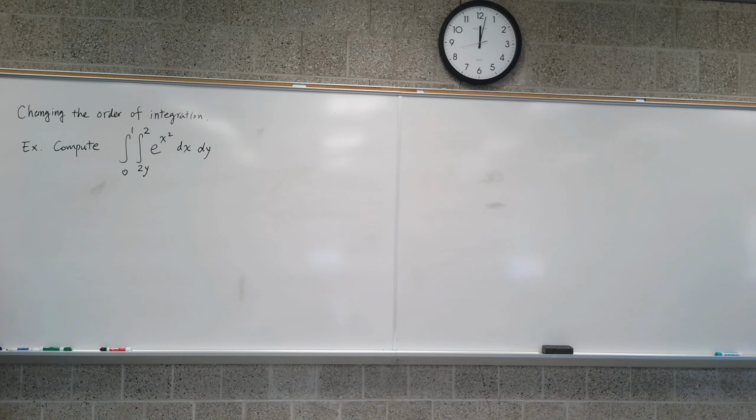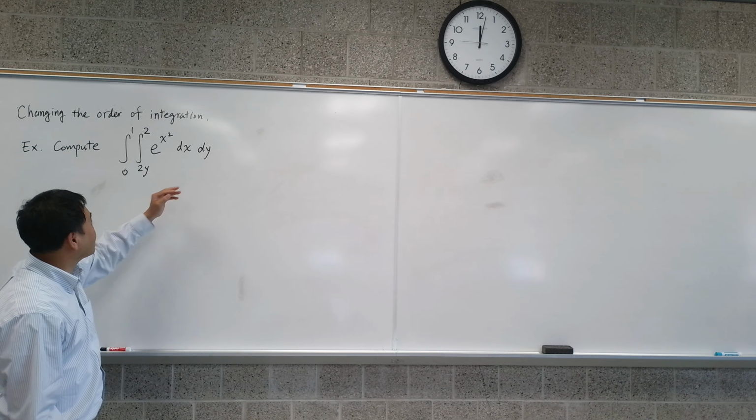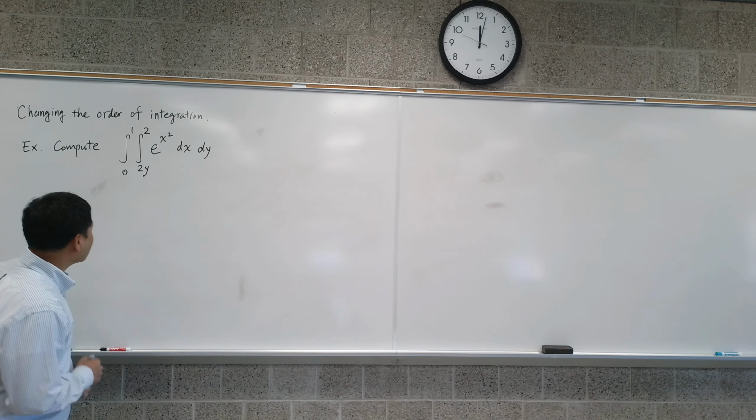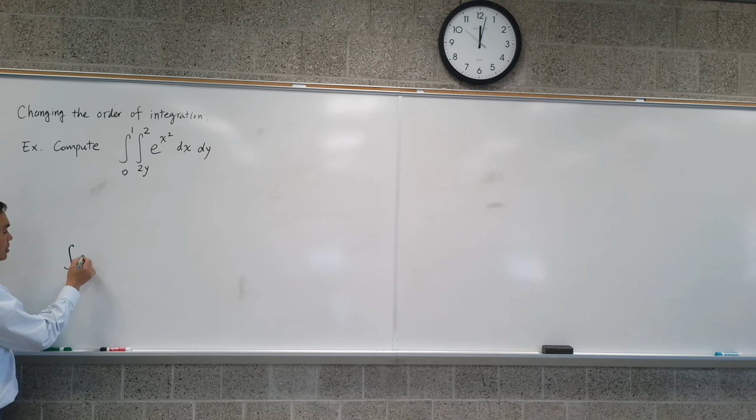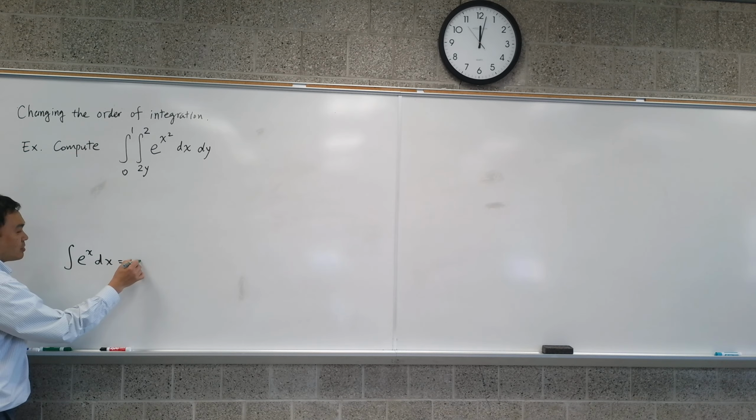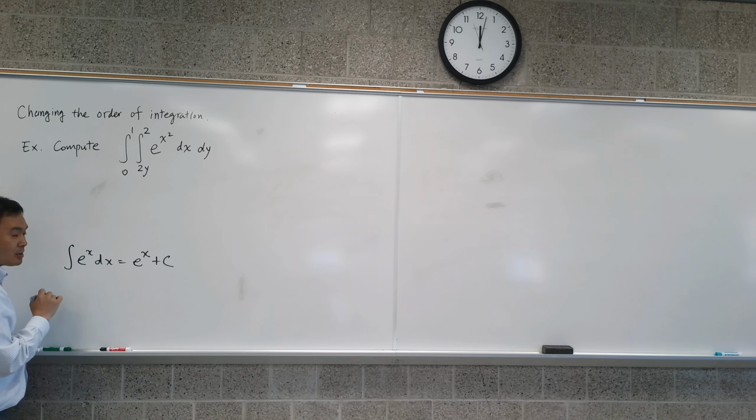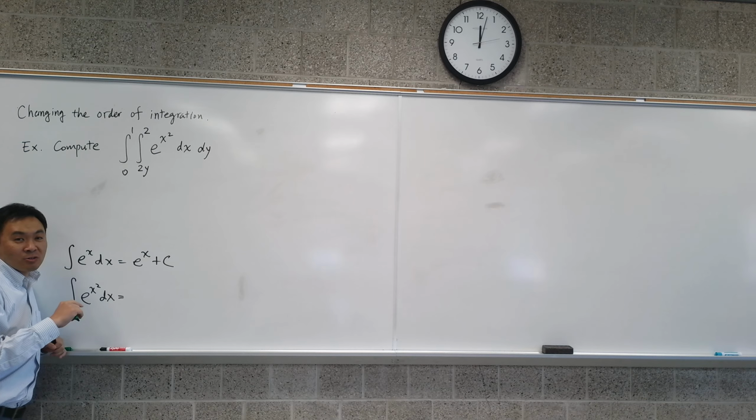Okay? So suppose you have a double integral that looks like this. Now, we all know that integral of e to the x is what? E to the x, right? Now, does anyone know what's the integral of e to the x squared dx? 1 over 2x. No. You can try everything that you know about integration, like u substitution, integration by parts. You can try anything that you know. You'll see that there's no way to get this answer.